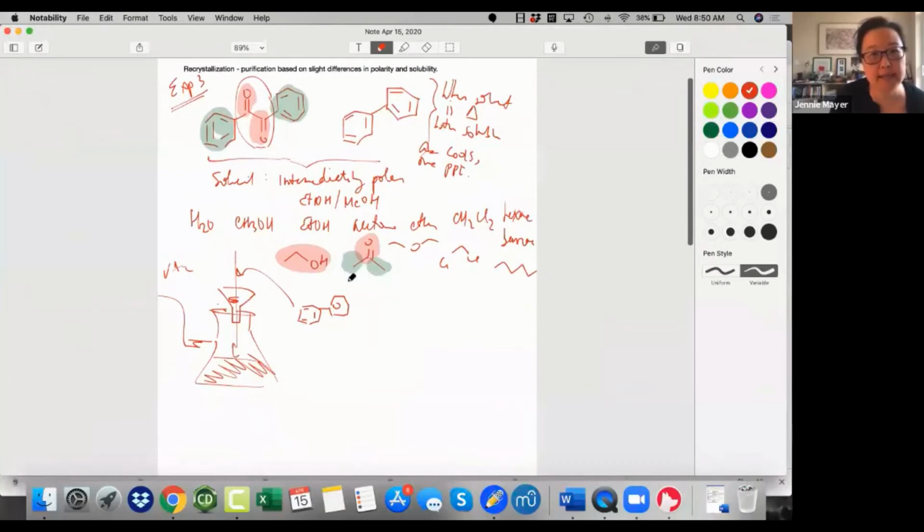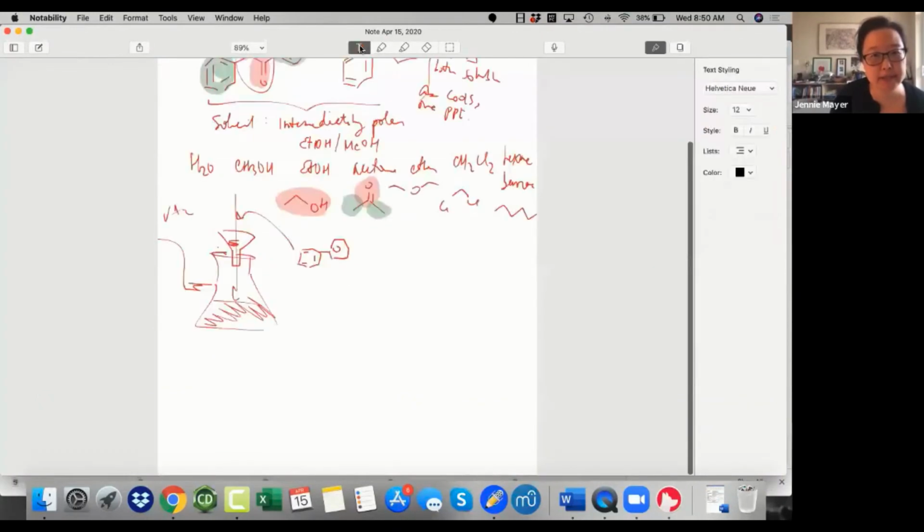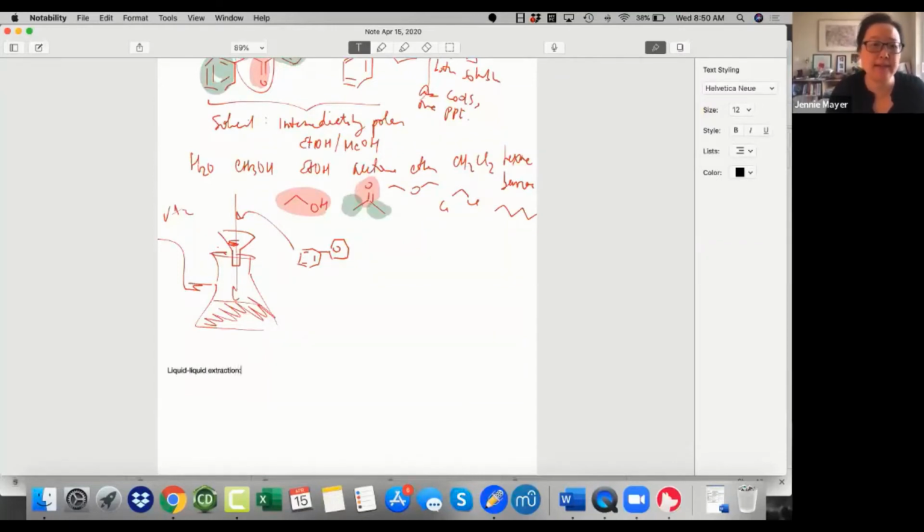The next thing is extraction. In liquid extraction, the liquids we're talking about are usually the solvents. The solvents are the two liquids. You have a polar solvent like water or aqueous solutions versus a nonpolar solvent, and the two do not mix together. They're immiscible with each other.